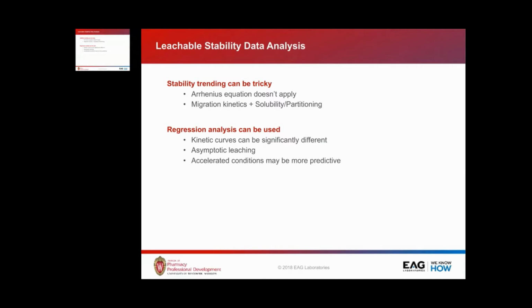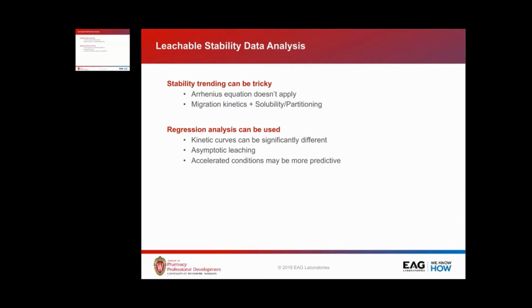Regression analysis can be used. Kinetic curves, however, can be somewhat different than what you're used to, because what you will typically observe is asymptotic leaching. It's not like a degradant that is going to continue to be formed over time, because you're only starting off with a known amount. For example, in the bottle, you may only start off with 10 micrograms of that potential leachable. You can't physically leach any more than that out of there. So there's going to be a time where the leaching rate slows down and you reach a maximum.